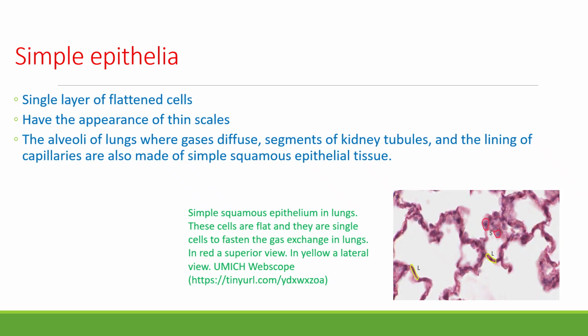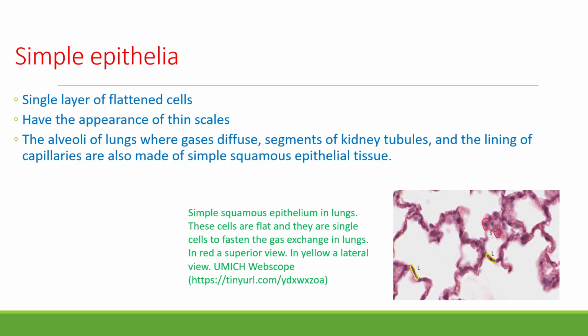Where would I find this? The alveoli of the lungs, that's where the gas exchange happens. The segments of our kidney tubules and the lining of capillaries. All of those are places you would find simple squamous epithelial tissue. Any place you want to have diffusion occur. Diffusion, which we've already learned about, only happens over really short distances, and if it has to go through a membrane, that membrane has to be really thin. This cell membrane is really, really thin on simple epithelial tissue, so we can pass things through diffusion back and forth.